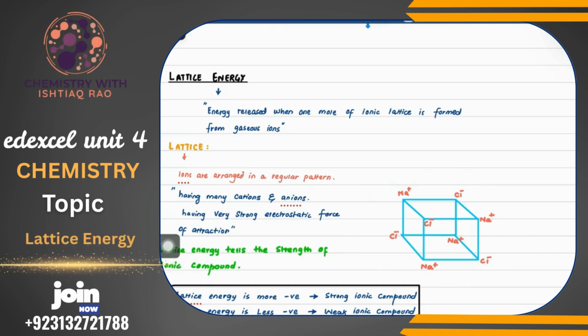So of course there would be very strong electrostatic force of attraction. That's the reason we say that ionic compounds are stronger. They are solid at room temperature. They have high melting and boiling points. So that's the reason. You know why? Because there is a very strong electrostatic force of attraction.